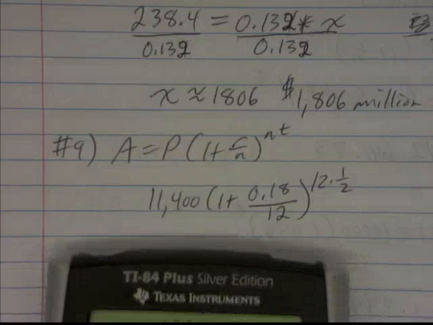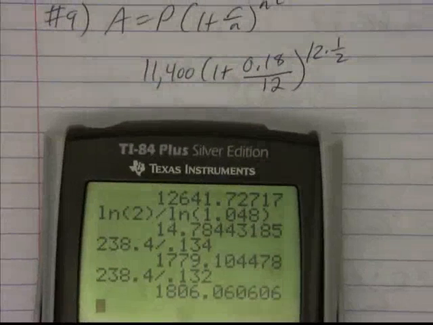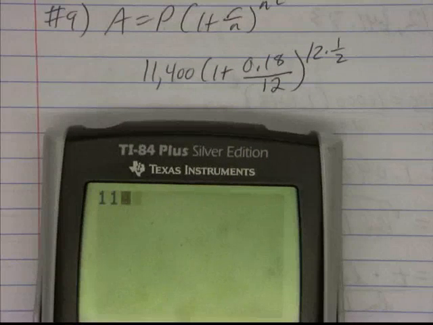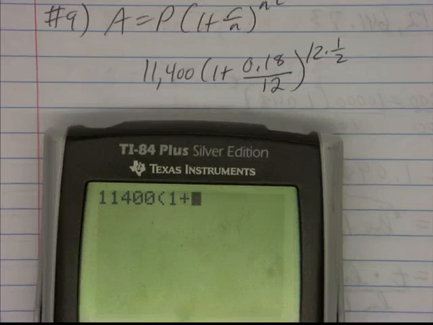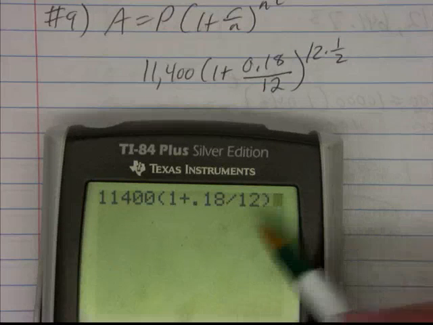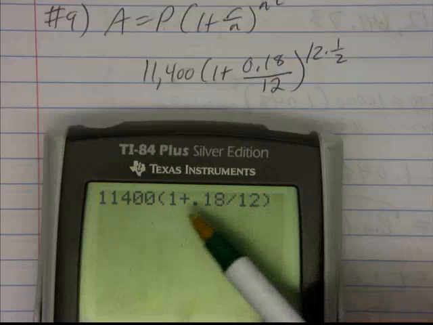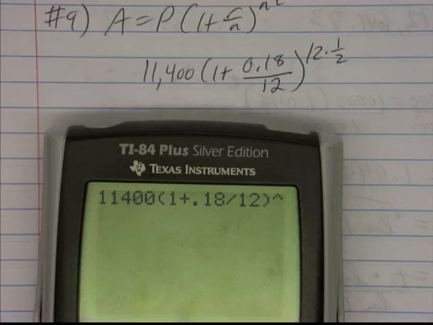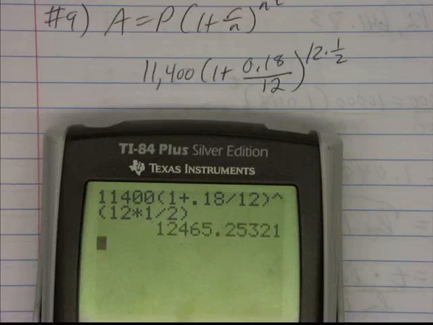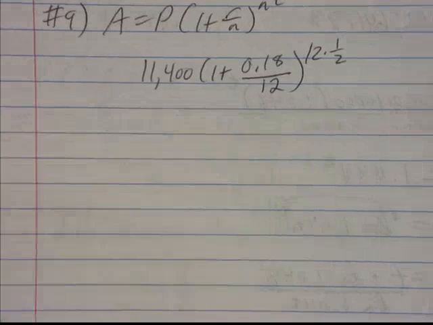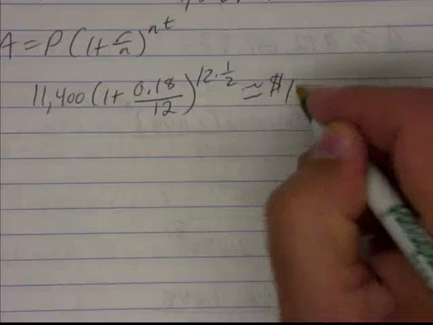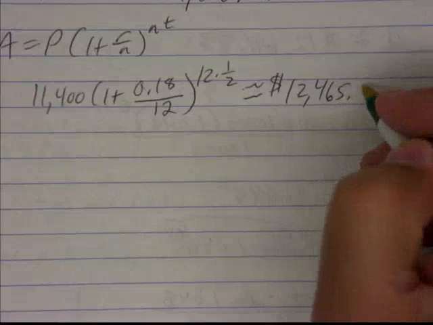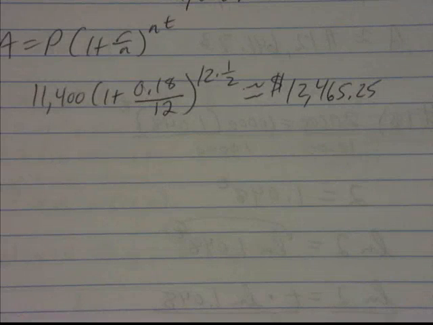And again, just for practice, we can plug the whole thing in. 11,400, parenthesis, 1 plus 0.18 divided by 12. And remember, we don't have to worry about any extra parentheses in here because order of operations is already going to do that for us. Raised to the parenthesis 12 times 1/2. All right, it comes out to be $12,465.25. Now you could also do that on the calculator if you wanted to.